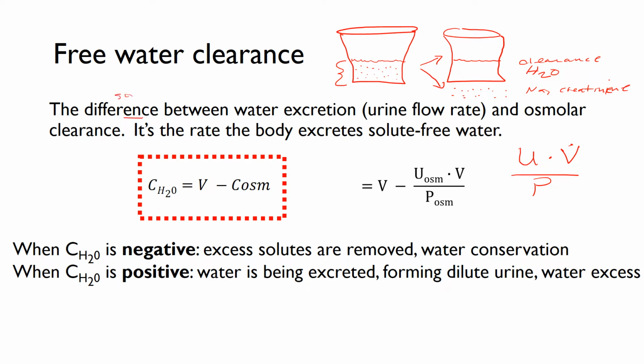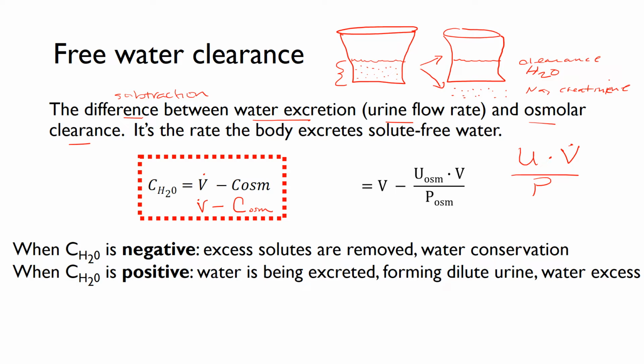But free water clearance is the difference, or the subtraction, between water excretion, or the urine flow rate, which is what this is. V is urine flow rate. So the difference between that and osmolar clearance. And that's why we have clearance of osmoles. So this is all of the solutes that contribute to urine osmolality.